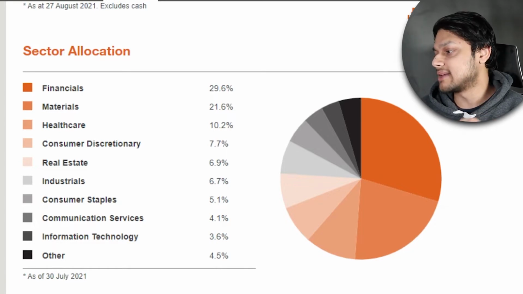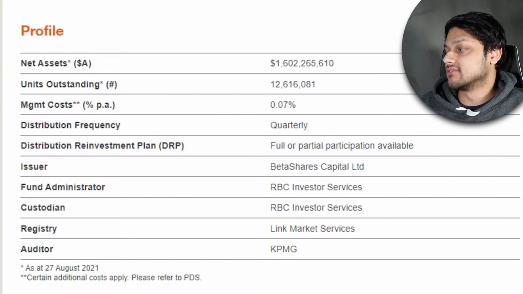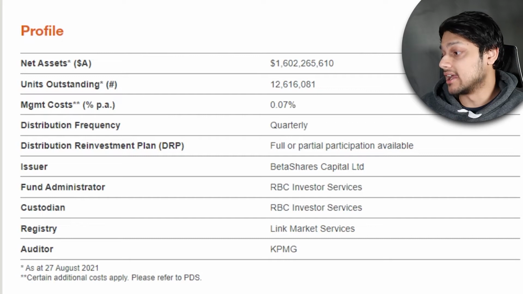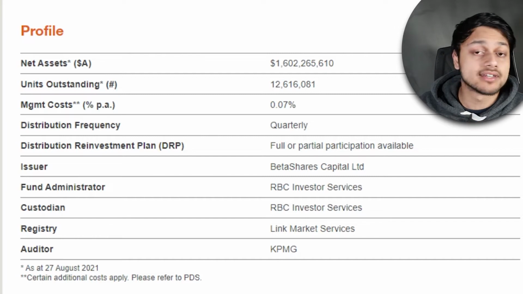Since it's a passive ETF, we're not going to worry about this too much. The dividend frequency of the ETF is quarterly, which means that it pays out a dividend 4 times a year. And the DRP option is also available, which is basically the dividend reinvestment plan, and the net assets are 1.6 billion. So these are essentially the fundamentals of the ETF, which I like to call.